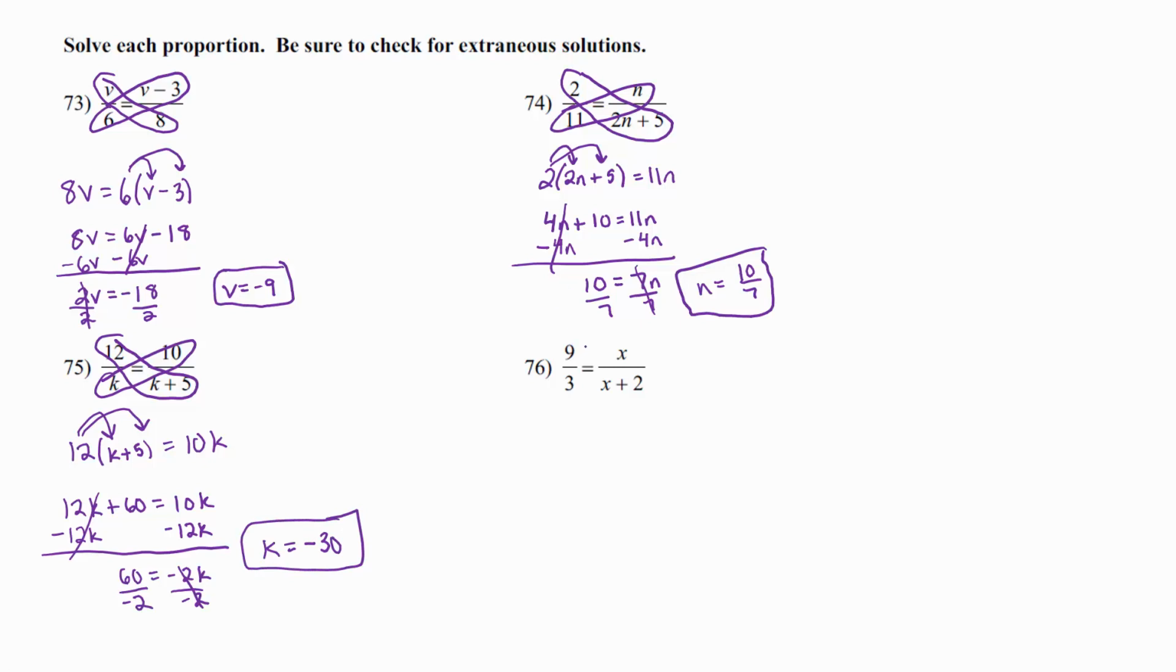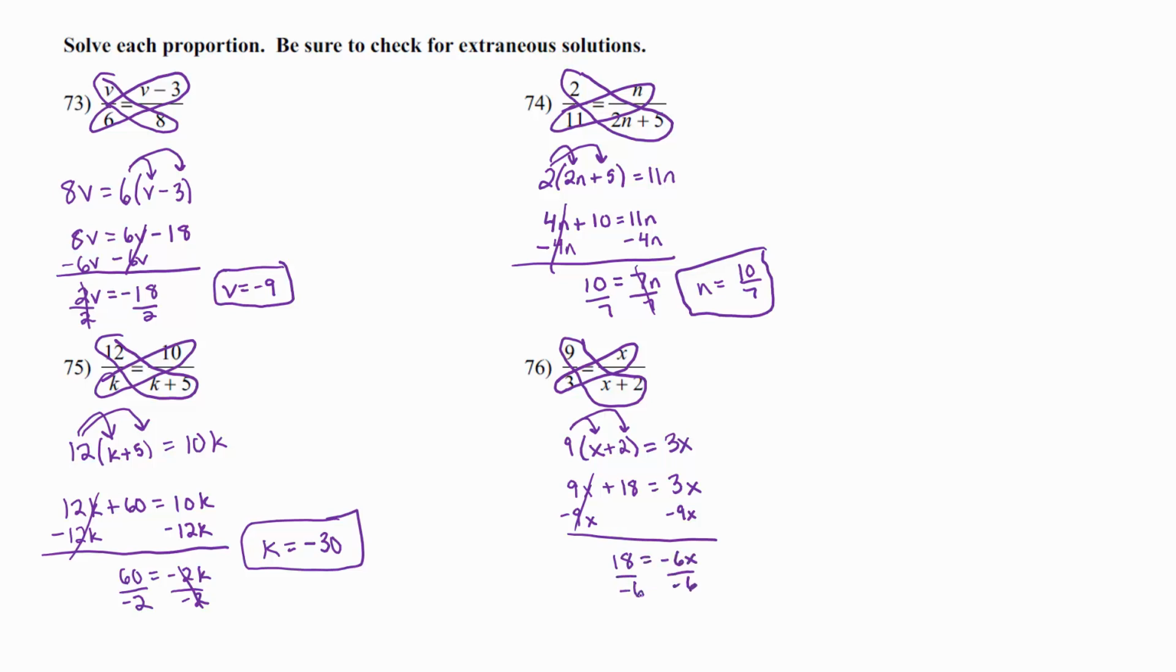So I'm going to subtract the 12k over to this side and get 60 equals negative 2k. Divide by negative 2. As you're working these out, you can get lots of types of equations after you cross multiply. We happen to be getting linear equations for each of these, but depending on what we have to multiply, we could get a quadratic equation, which we would try to factor or use the quadratic formula on.